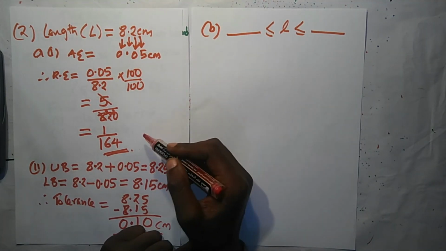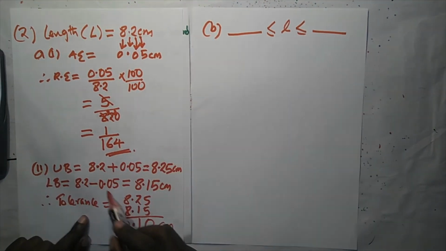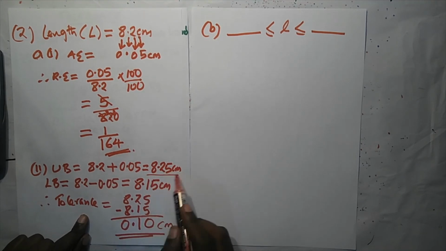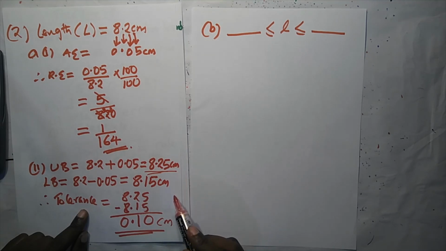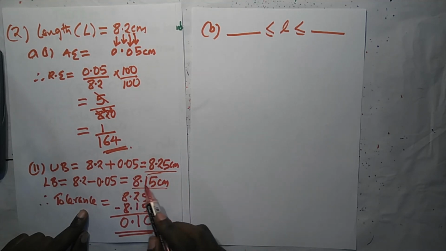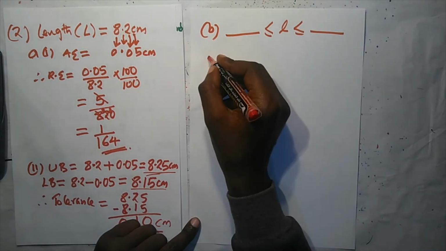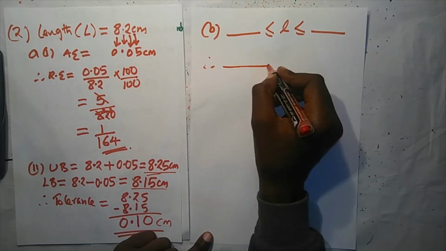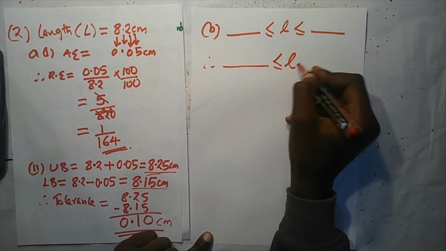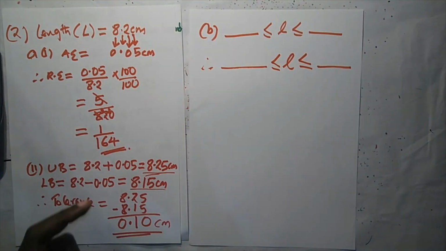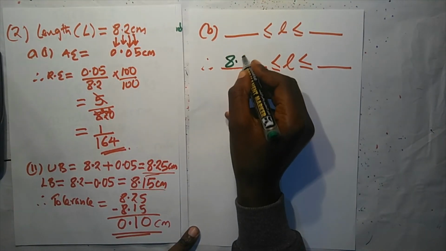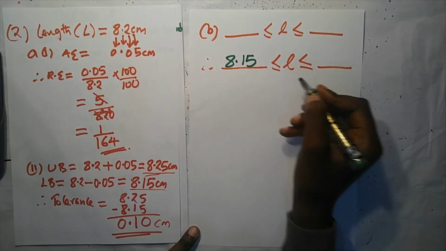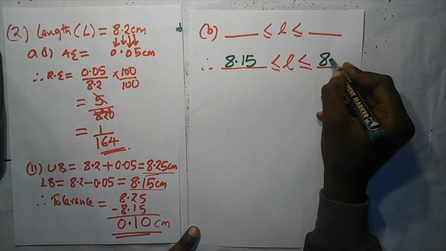So in this question, we found the upper bound. Here is the upper bound. We found the upper bound as 8.25 centimeters. And the lower bound is 8.15 centimeters. And therefore, to complete our statement, our lower bound will come here, which is 8.15, and then our upper bound will come here, which is 8.25.